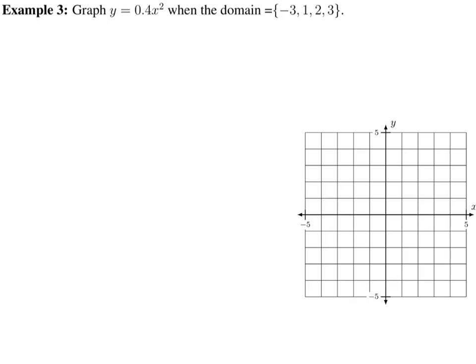Okay, next example. y = 0.4x². I've seen this before, you say. Yes, you have. But the domain this time is different. It says -3, 1, 2, 3. Not a rule for greater than or less than a number, or both, like last time, but rather just those 4 numbers. So, table of values, x, y.